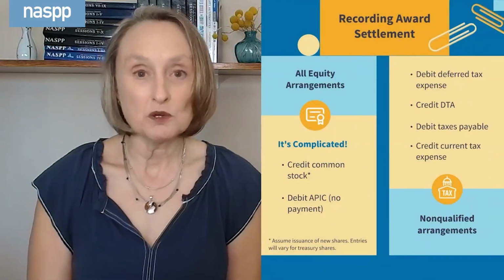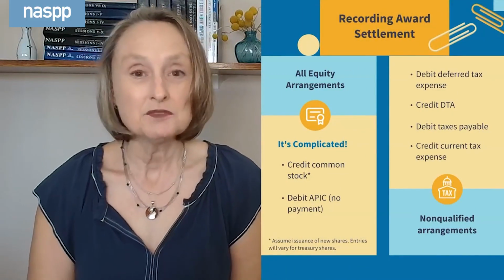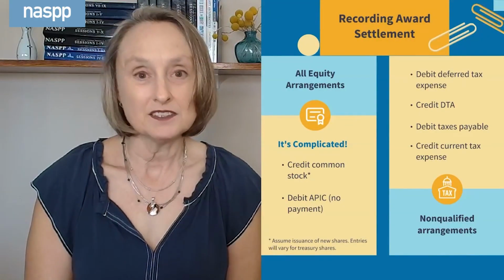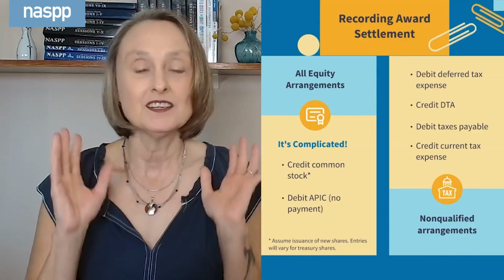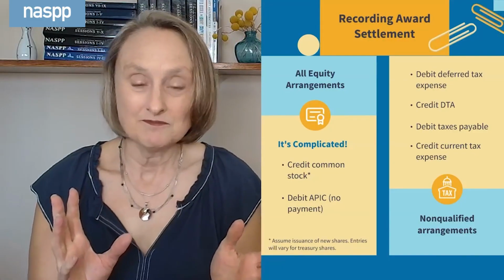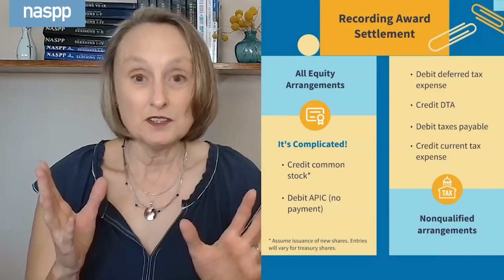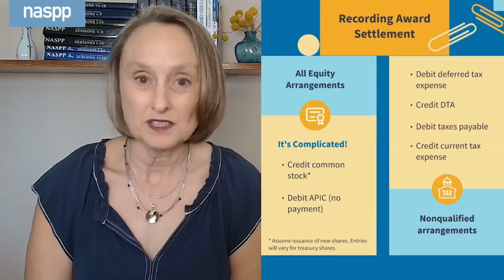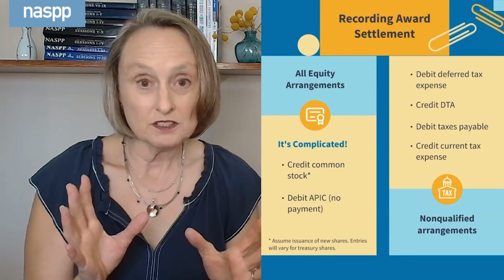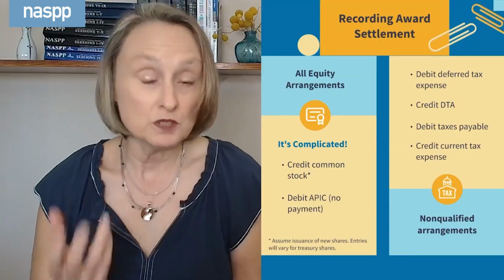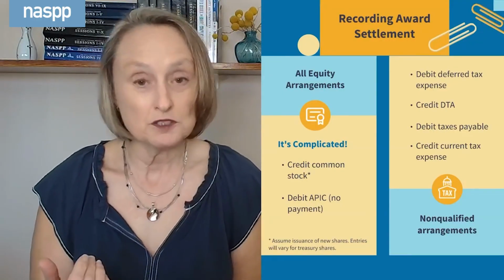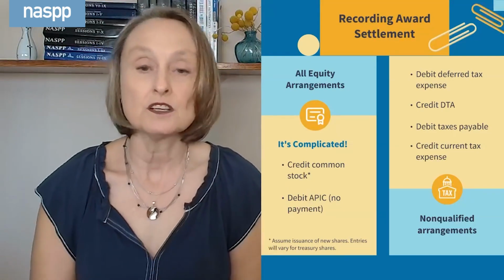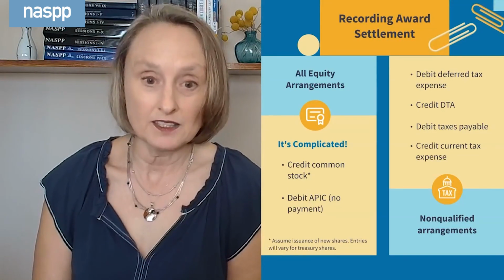Another time when we are recording journal entries for awards is when we are settling the award, when we're paying out the stock underlying the award. Now, here, things get a little complicated. The journal entries can really vary depending upon the specific facts and circumstances. My sample journal entries here assume that we're issuing new shares for the award. If we were issuing treasury shares, the journal entries would be a little bit different. But if we're issuing new shares, then we'll have a credit to common stock.